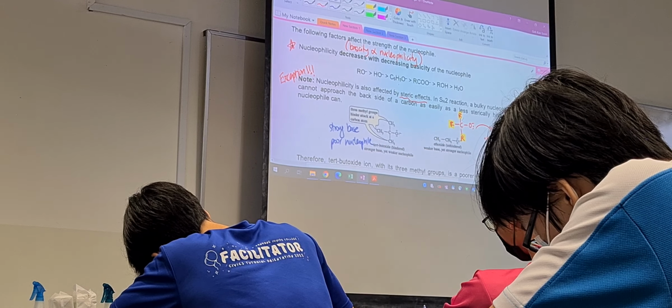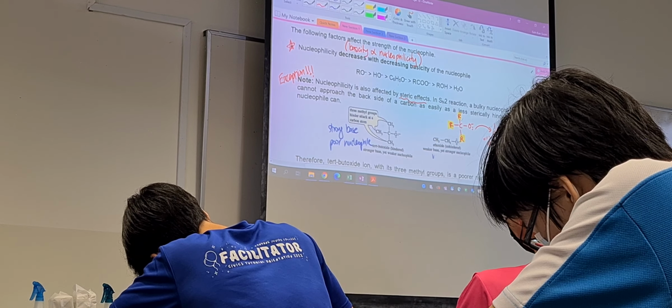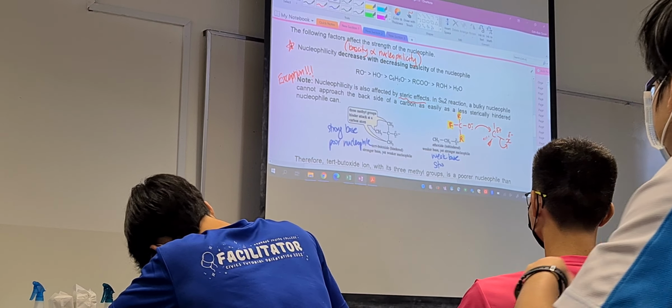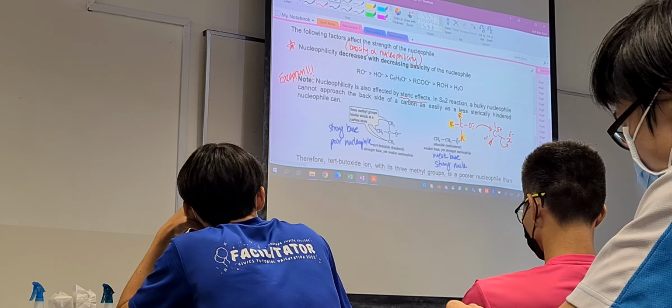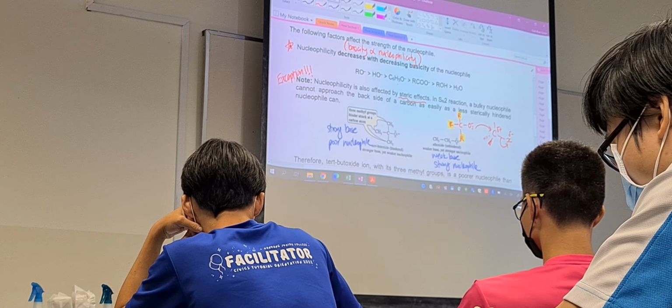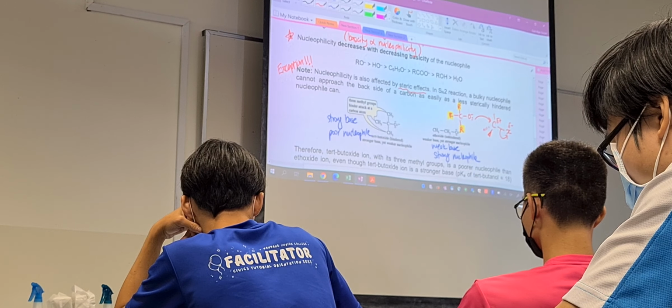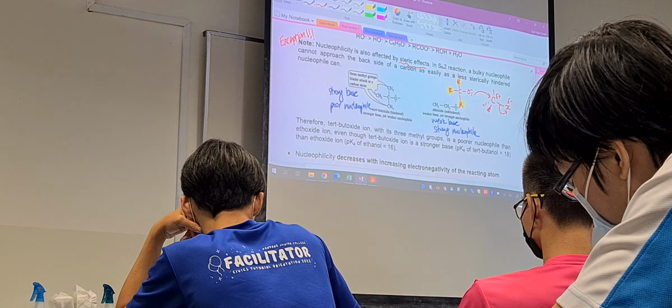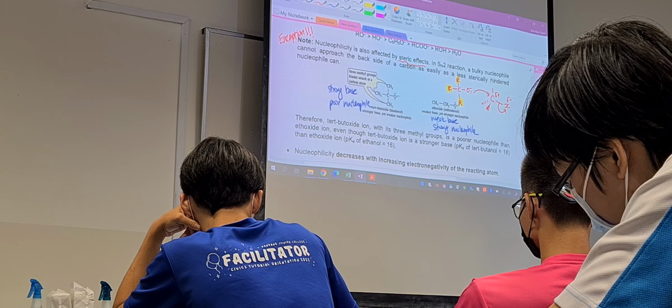Compared to the one on the right, it's a weaker base, but it's a strong nucleophile. It's a strong nucleophile, and it can be observed from the Ka values and Kb values.